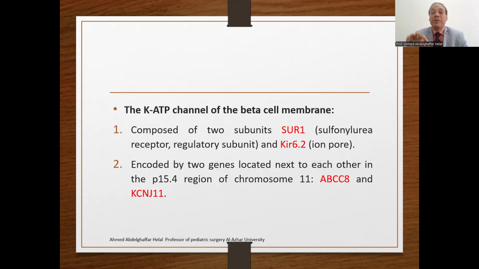The potassium ATP channel of the beta cell membrane is composed of two subunits, one called SUR1 and the second is KIR6.2. These two subunits are encoded by two genes related to each other on the region 15 of chromosome 11. These genes are called ABCC8 and KCNJ11. Very important to remember these two genes, ABCC8 and KCNJ11. They are important for coding the proteins responsible for the function of what? Of ATP-sensitive potassium channels.